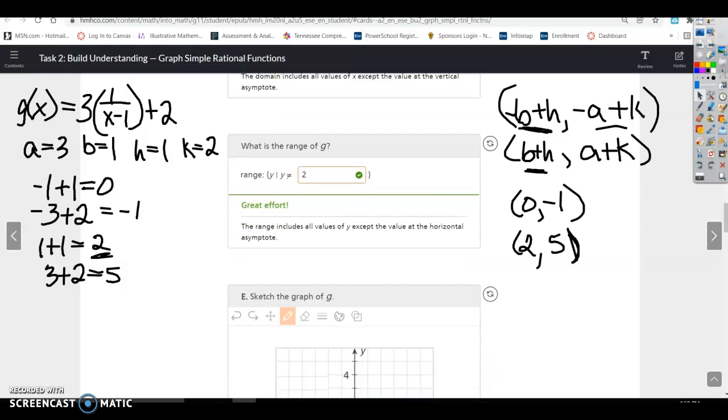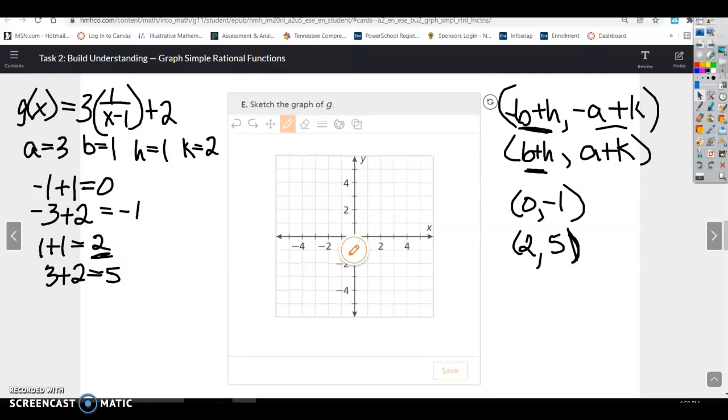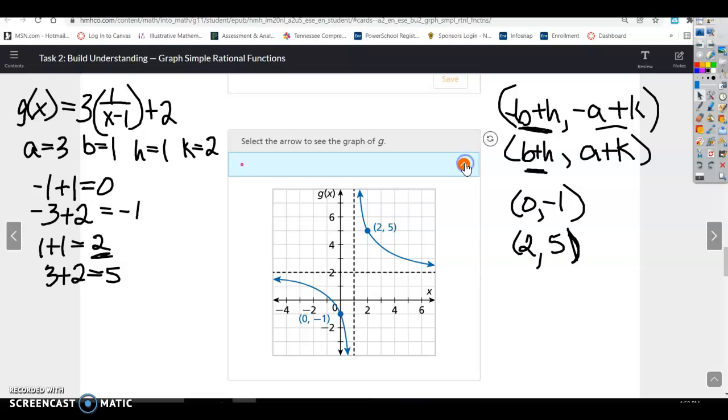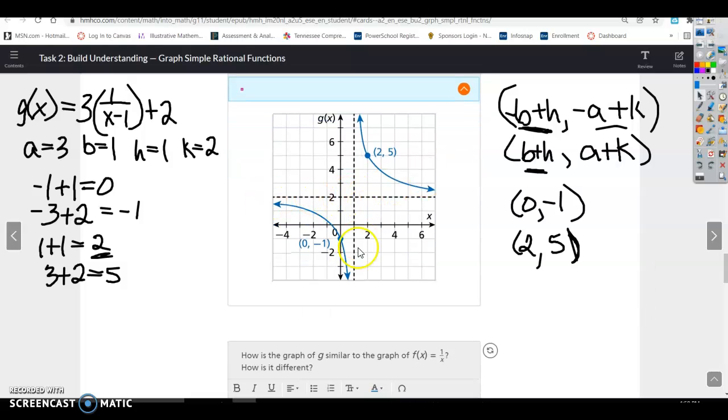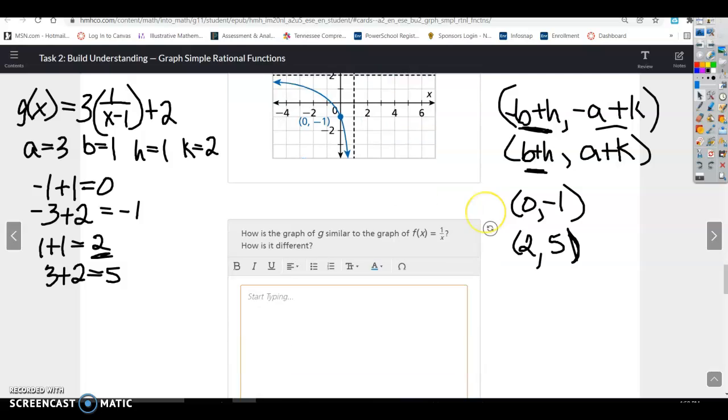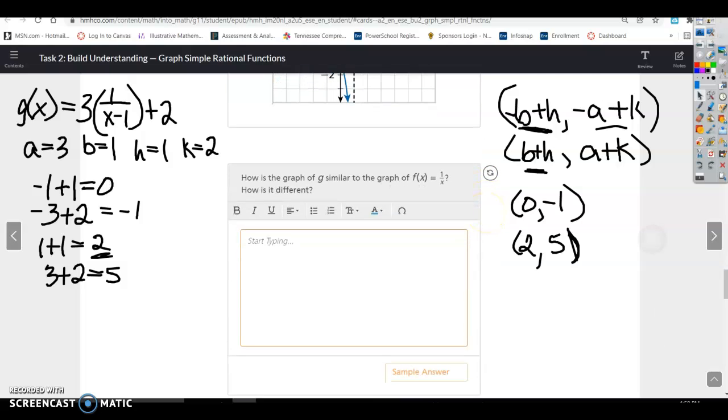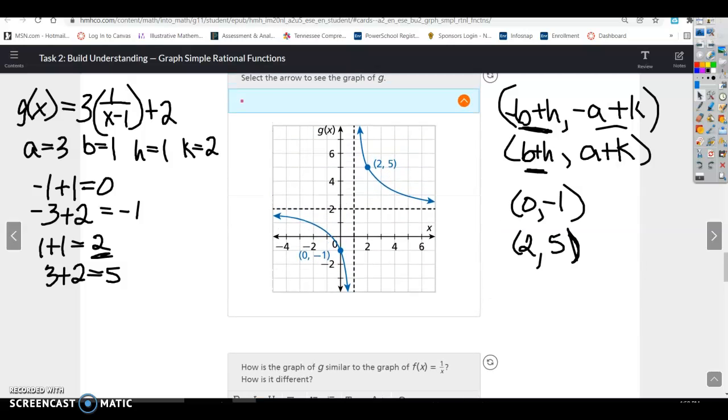Remember, that's just a shift over from the parent function. On the parent function, it would be 0. All right, sketch the graph. If you sketch the graph, you can see it's just been shifted over and up here. And then, of course, a changes your stretch on it. The dotted lines are the asymptotes there that we noted. All right, how is the graph of g similar to the graph of f of x? And how is it different? Well, it has the same similar shape. Now it has a reflection over this point, 1, 2, instead of the origin. And it is stretched, and it has a horizontal and a vertical stretch. But other than that, the general shape is still the same.